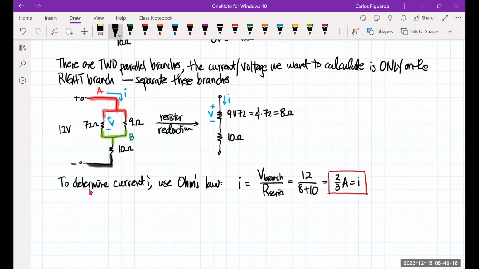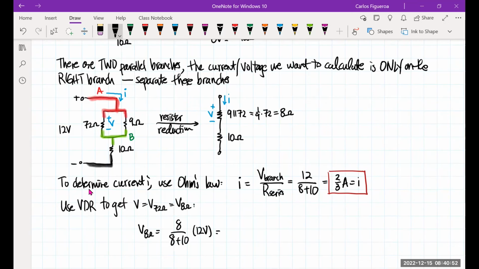Next, I'm going to use VDR, the voltage divider rule, to get the voltage V, which is the same as the voltage of the 72 ohm, which is also the voltage of the 8 ohm resistor, since that's the equivalent resistance. So here we go. The voltage of the 8 ohm is going to be 8 over 8 plus 10 times 12 volts. You compute that, and I get 16 over 3 volts. So that's the voltage of the 72 ohm.